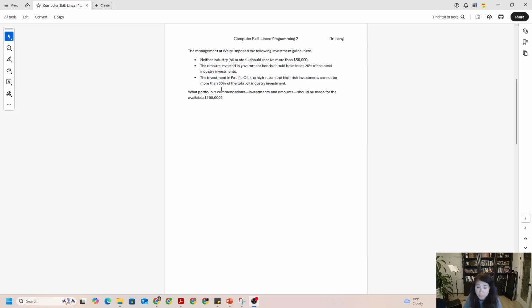What portfolio recommendation, investment and amount, should be made for the available $100,000? Although it isn't directly stated as a constraint, it actually is one. Being an investor, you don't want to leave out any money, and you don't want to over-invest since you don't have that much fund. So basically, if you add all your investments together, it should equal $100,000.